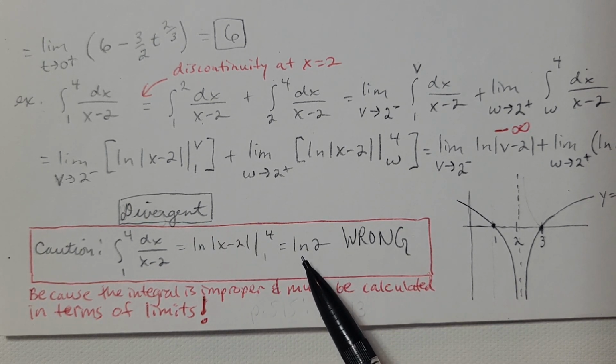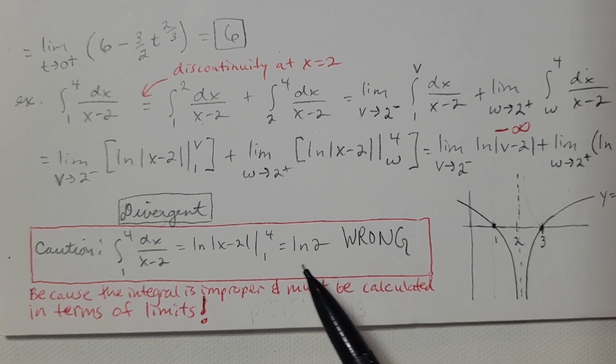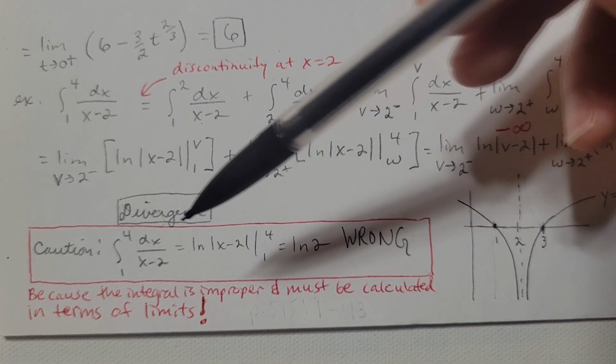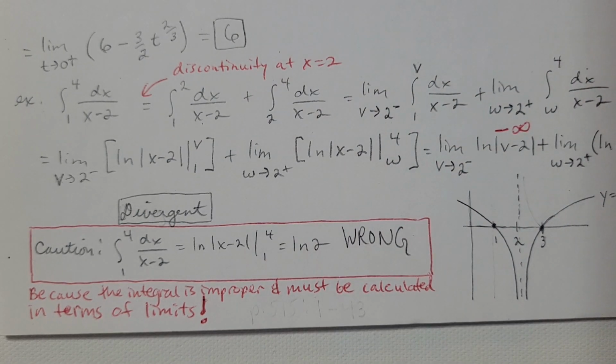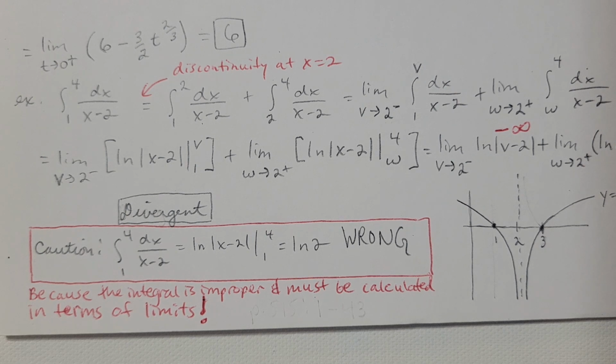Well, that's wrong. And the reason why it's wrong is because this is an improper integral. 2 is a problem, and we're integrating on an interval that includes 2. So we must do the problem as a limit. That has to happen. Otherwise we get the wrong answer.